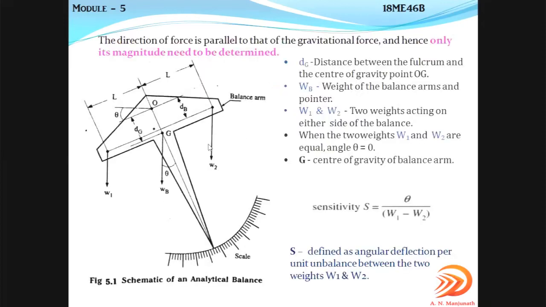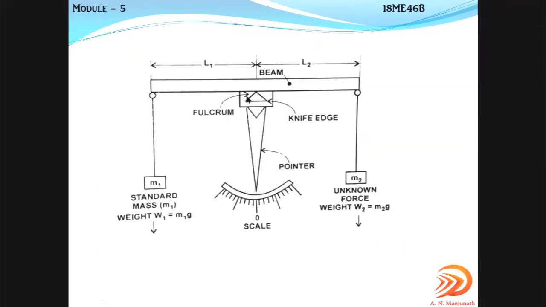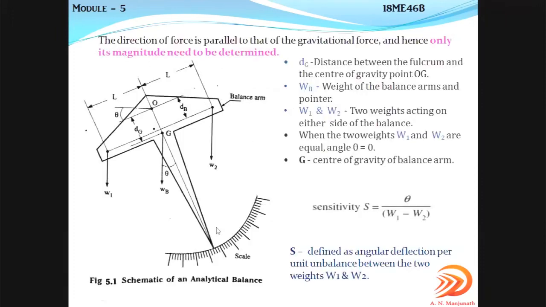In this particular analytical balance, this will be the balance arm. What you can see here is the pointer with the fulcrum, which will be moving on the scale. This is considered to get the equation for sensitivity. This is a small derivation to get the sensitivity of this analytical or equilibrium balance. In this image, you are seeing the schematic of the analytical balance.